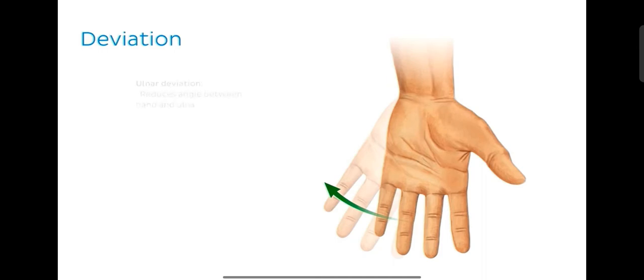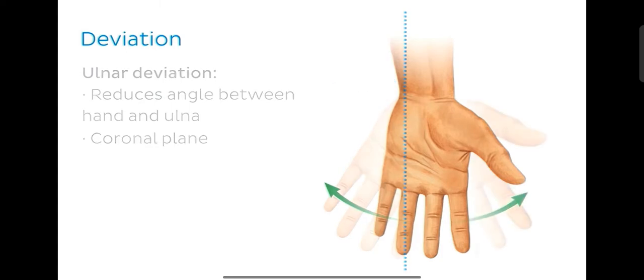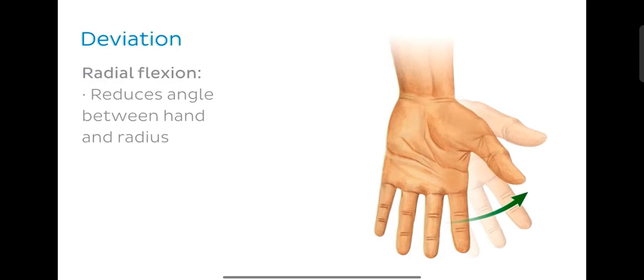Ulnar deviation is a reduction in angle between a straight line through the hand and the ulnar side of the forearm. The movement of deviation at the wrist is in the coronal plane towards the midline, and so is most similar to adduction. The opposite direction is then radial flexion, demonstrated here. This time the angle being reduced is that between a straight line through the hand and the radius at the wrist.